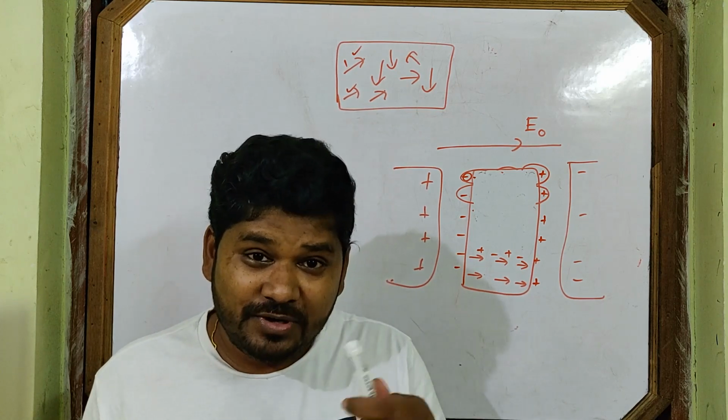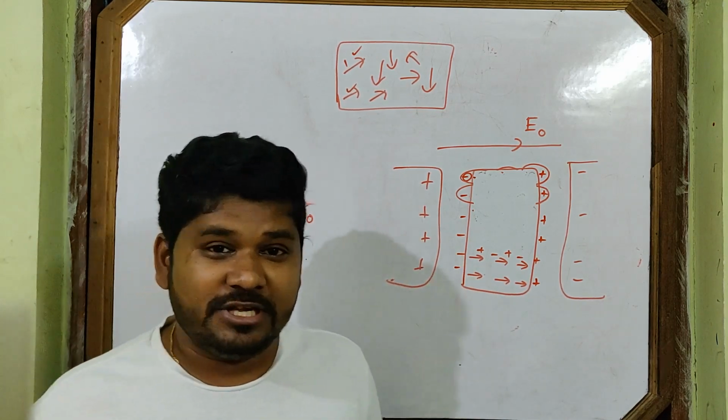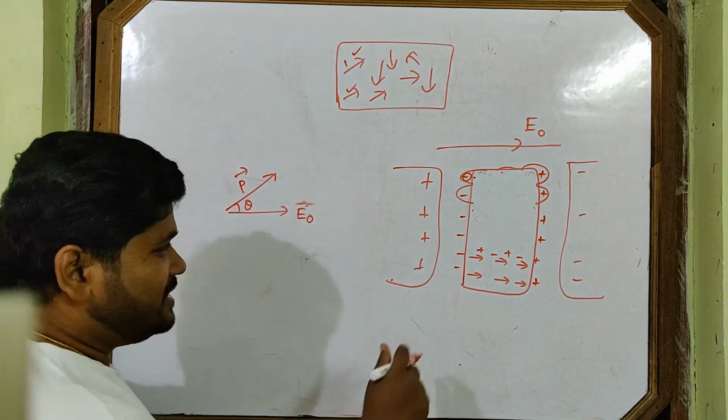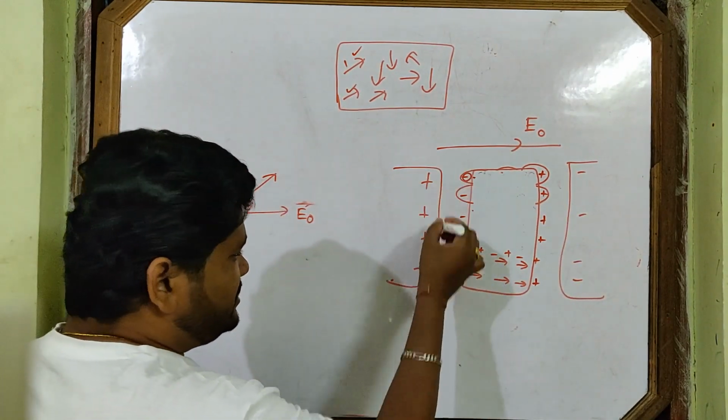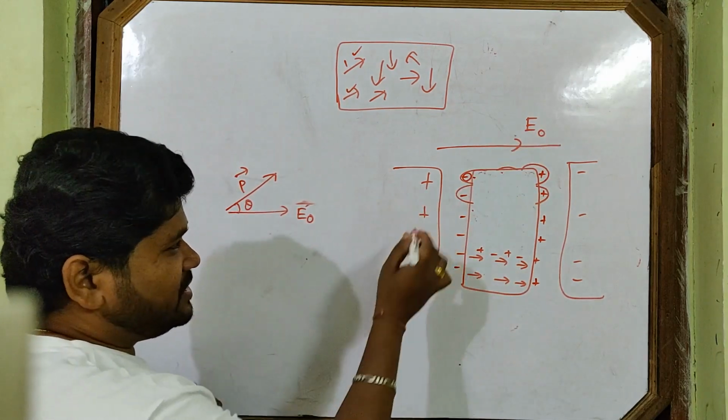Many more things you will understand. The real cause of the many more things you will understand. You just wait and watch. So here are the negative charges. Here the positive charge induced. So this is the external electric field surface charge density.